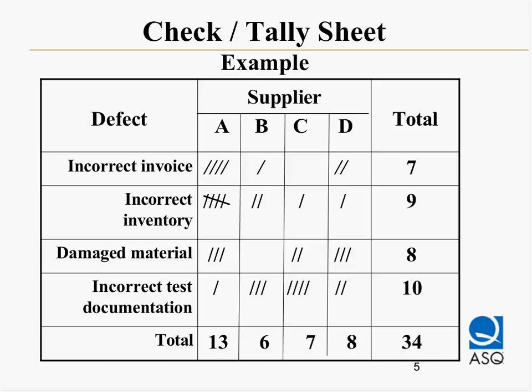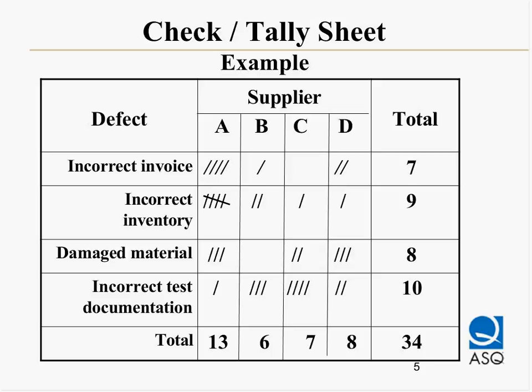But when we talk about data, what we're doing is stratifying it as to the type of defect. And as you can see, we've done it by 4 different defects. Vice versa, we may say 4 different defects that we know are occurring. How are suppliers doing? Well, we can see that 7 incorrect invoices, 9 incorrect inventory, et cetera, totaling 34.